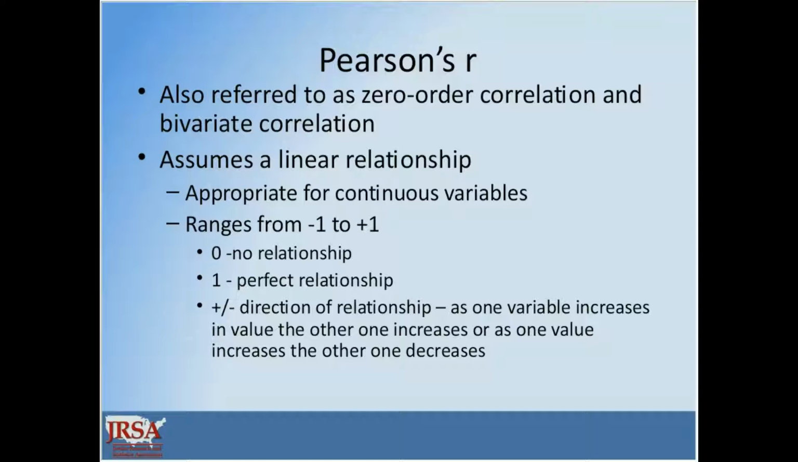So the correlation, the coefficient R, ranges from -1 to 1. 0 indicates no relationship. 1 indicates a perfect relationship. Now the plus and the negative indicate the direction of the relationship. So you can have a positive or a negative relationship. A positive relationship indicates that as one variable increases in value, so does the other one. And then a negative or inverse relationship indicates that as one value increases, the other one decreases.